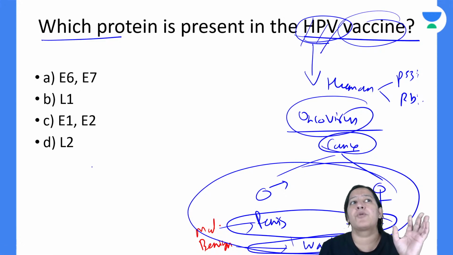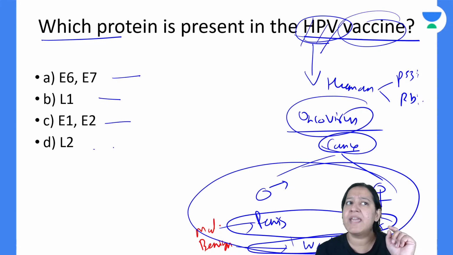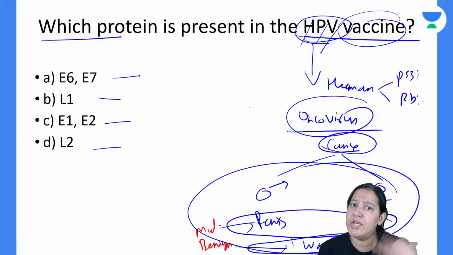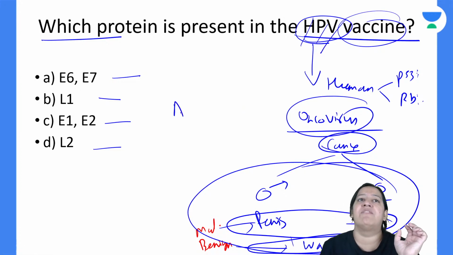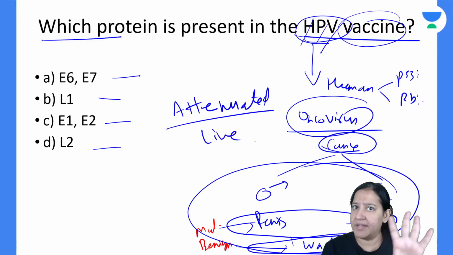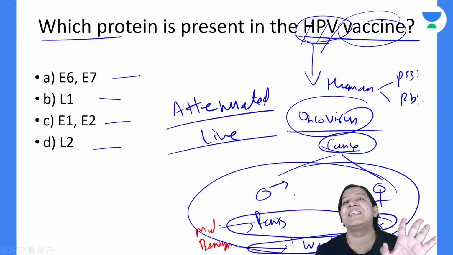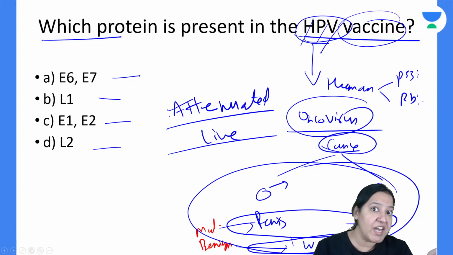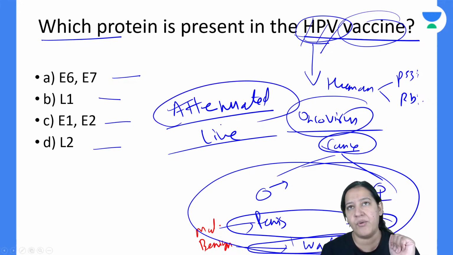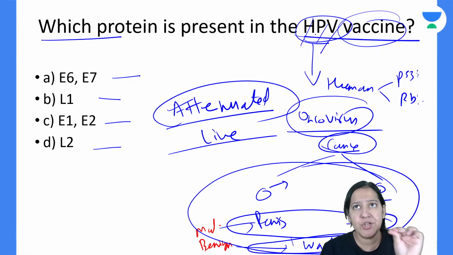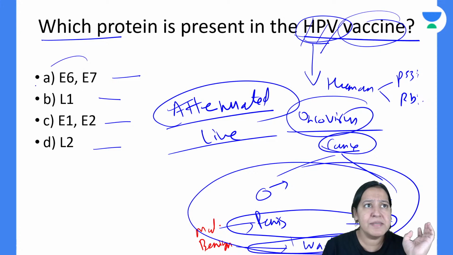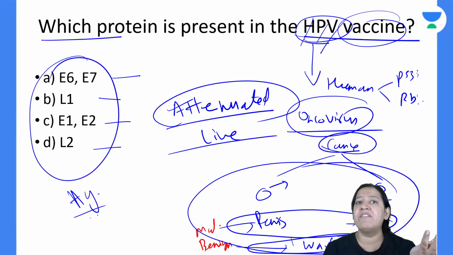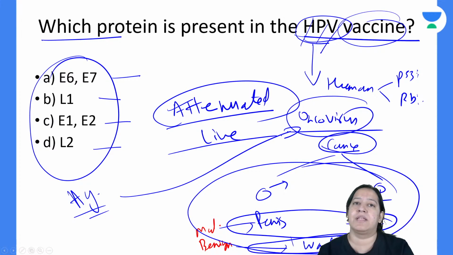So which protein does the vaccine contain? E6, E7 protein, or L1 protein, or E1, E2 protein, or L2 protein? So vaccine contains an attenuated virus. Like COVID virus, we use attenuated virus. What do you mean by attenuated virus? It is a live virus. It is not dead, but it is non-pathogenic. It cannot cause disease. It cannot cause cancer. It can only provide immunity. So it is immunogenic but non-pathogenic. That thing is known as attenuated, right? So we use the attenuated virus. Actually from the virus we use a specific antigen. So which of these is the antigen, which protein causes cancer, against which we make the vaccine? Have you got it?